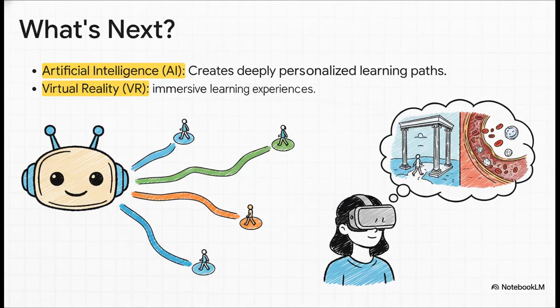So what's next? Well, two of the biggest game changers are definitely AI and VR. Just imagine this. An AI that creates a completely unique learning path for every single student, perfectly customized to what they're good at and where they need help. Or think about using virtual reality to literally walk through the streets of ancient Rome, or to explore the human body from the inside.